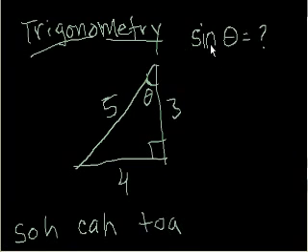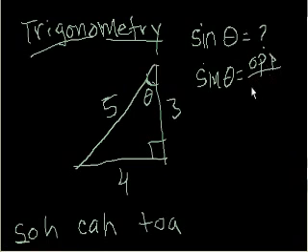So let's go back to this problem. We wanted to know the sine of theta. Theta is this angle in the triangle. So let's go to our mnemonic, SOHCAHTOA. So which one is sine? Well, S for sine. So we use SOH. And we know from this mnemonic that sine of theta is equal to opposite over hypotenuse.